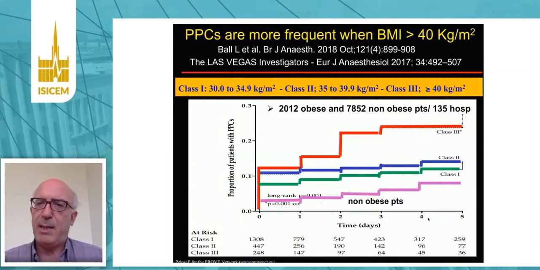The patient with obesity, and particularly patients in class 3 with a BMI higher than 40 kg per square meter, are at higher risk to develop postoperative pulmonary complications. Lower risk is in patients in class 1 and class 2.